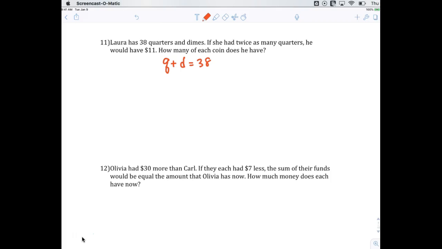What are we thinking? I put 2Q plus D equals $11. Okay, so here's what I want to do for you guys. Look right here. 2Q plus D equals what? But we have a problem. Doesn't make sense. Because we're talking about dollars versus the amount of coins. We're talking about money and the amount of coins. This right here is perfect. You doubled the amount of quarters, right? So if she has twice as many quarters, he would have $11. So somehow I've got to convert that to money.